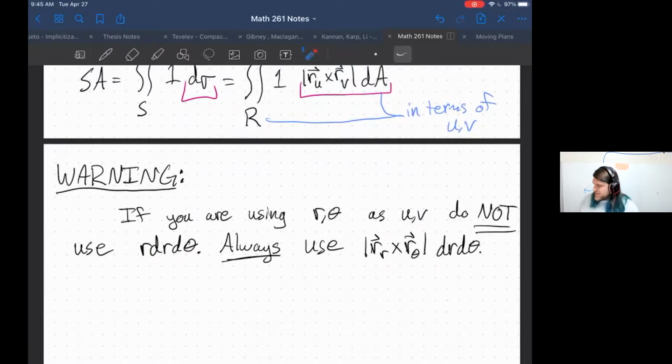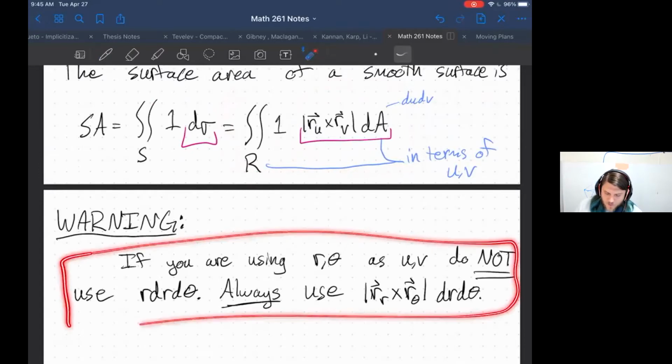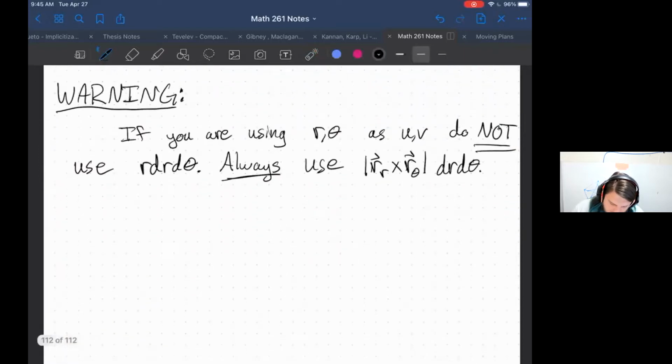So there's a lot of things to keep track of. But if you really just stick to this surface area formula here, you shouldn't go wrong with any of this warning stuff down here. So let's do an example.